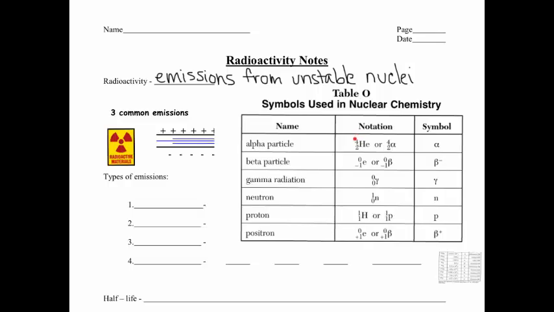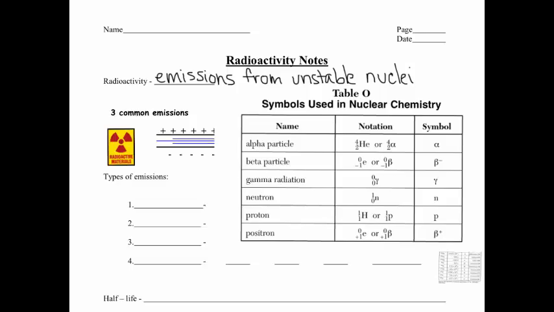They have a mass of 4 and an atomic number of 2, which means they have 2 protons, but in order to have a mass of 4, they must also have 2 neutrons, which is essentially a helium nucleus, but we also use the Greek symbol alpha for that. So you'll see if we just use the symbol, it's alpha.